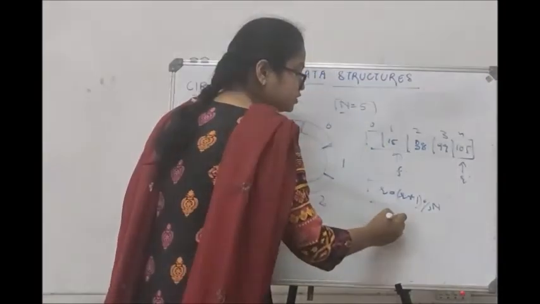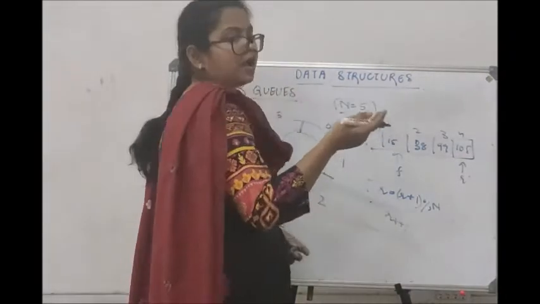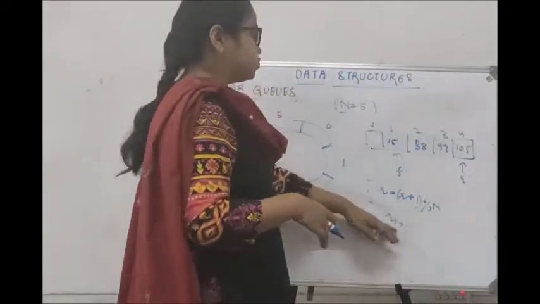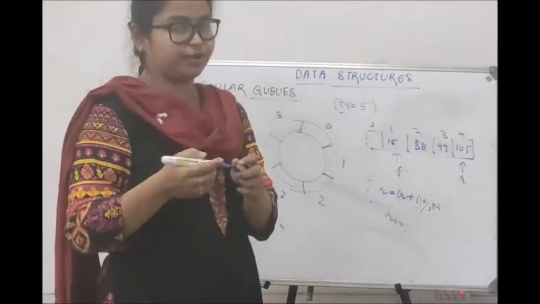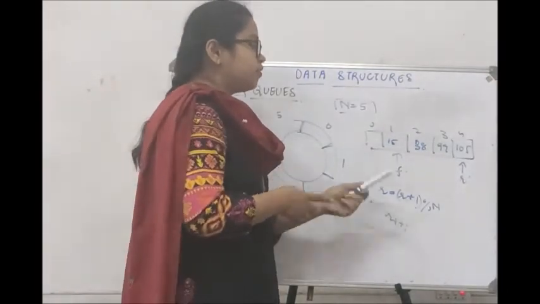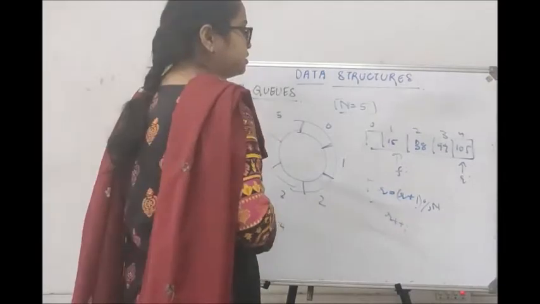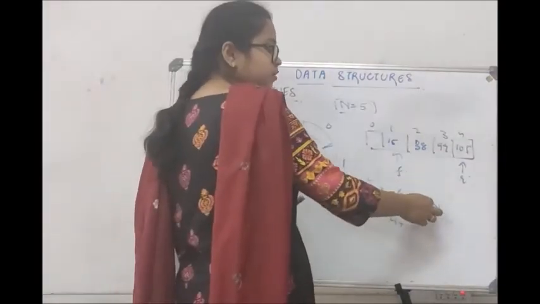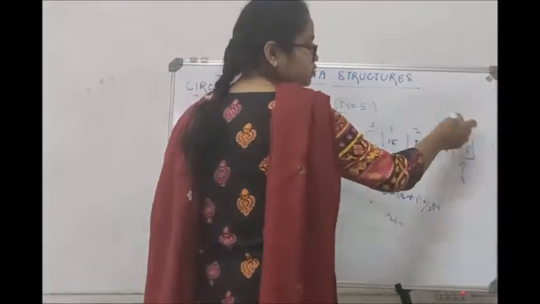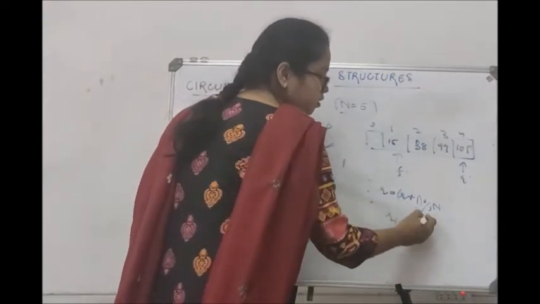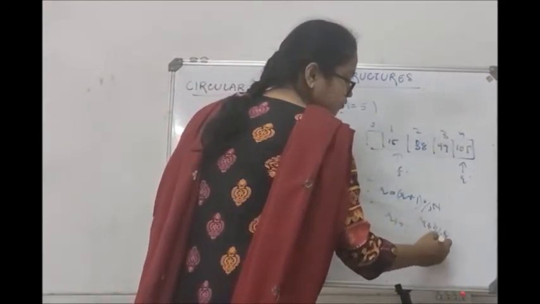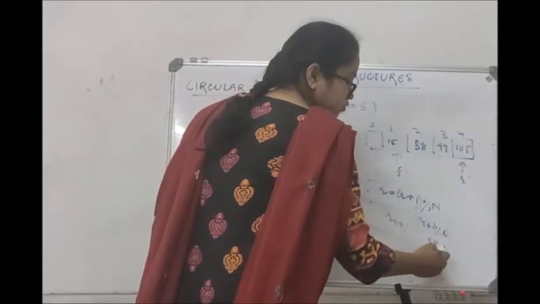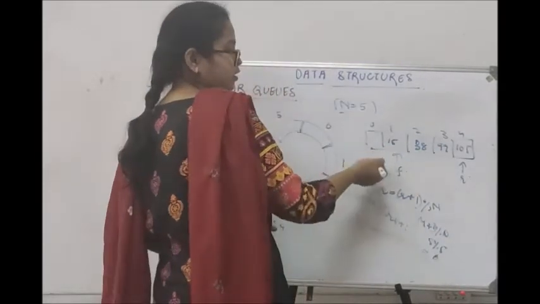In a normal queue we just used to increment R equal to R plus 1, or we used to write R plus plus. That means R is incremented by 1. But here we are doing a mod operation, which means whatever the value is, it will be mod. Now suppose R is 5. What will happen? 5 mod 5 is equal to 0. So R will be incremented to 0.